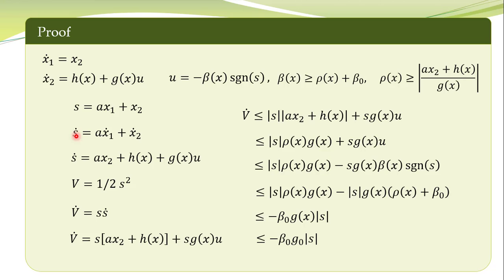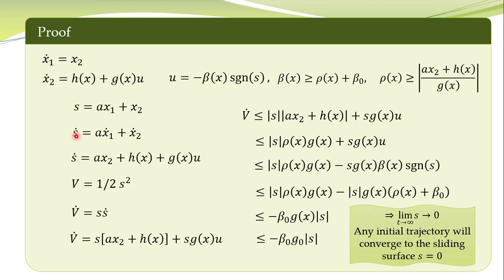What is the meaning of asymptotic stability? How much time will it take for s to reach 0? It will take infinite time for the trajectories of s to converge to 0 if we use this control law, right? Any initial trajectories will converge to the sliding surface s equal to 0. That is, if s is initially not equal to 0, and we use this control law, s will finally converge to 0.